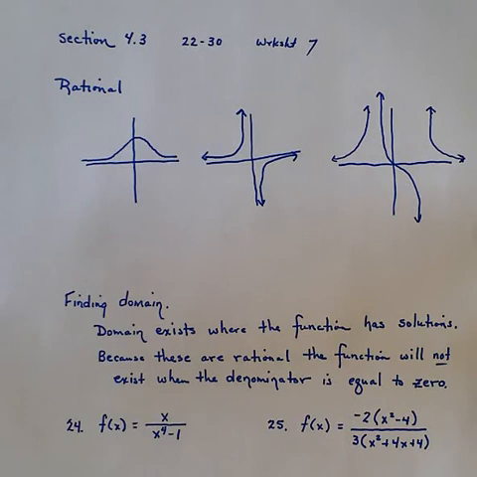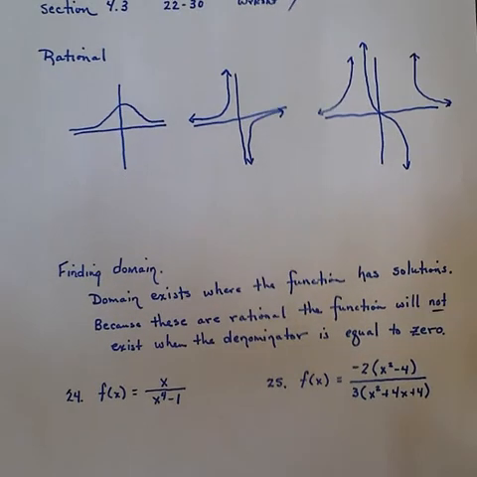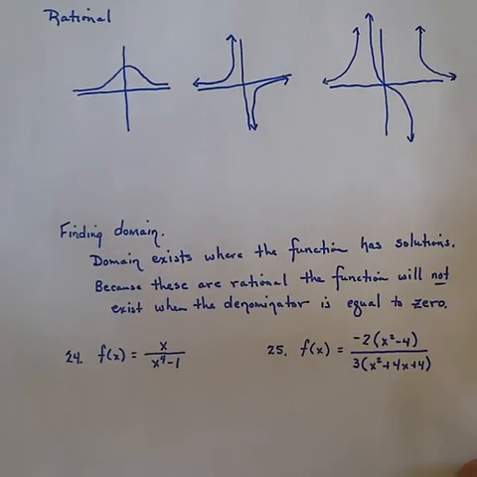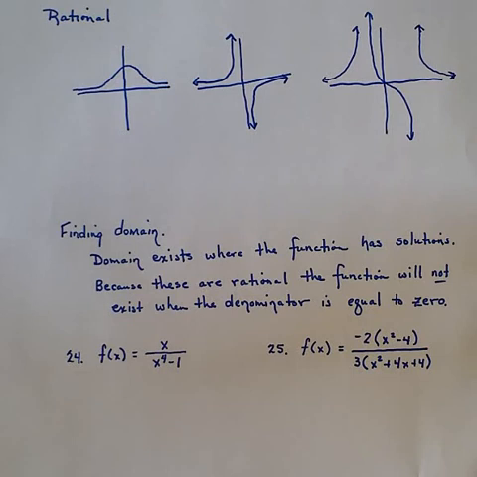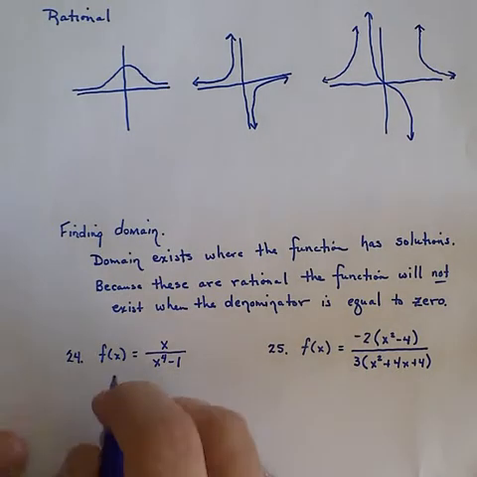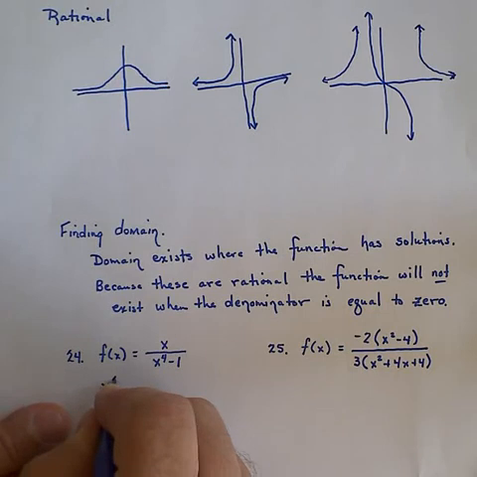So here's what I'm going to do. I've got number 24 and 25 down below. We're going to talk about how you set those up, determine the exceptions, and then how you write the domain based on that. On number 24, all we need to worry about is the denominator. The numerator tells us nothing about the domain. So if f of x equals x divided by x to the fourth minus 1, I want to take x to the fourth minus 1 and set it equal to 0.